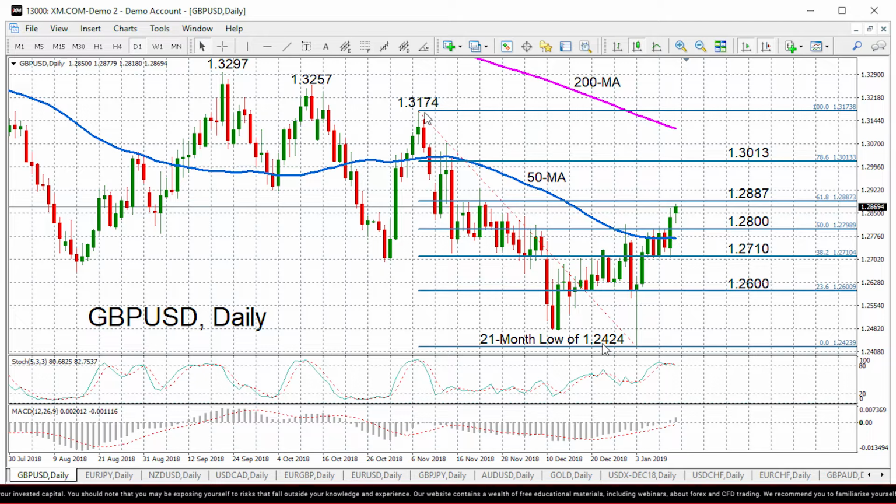from 1.3174 to 1.2424. So that comes around 1.2887. A break above that level could then see pound dollar moving towards the 78.6% Fibonacci at 1.3013, and then breaking above that, it would then be able to challenge the October high 1.3174.